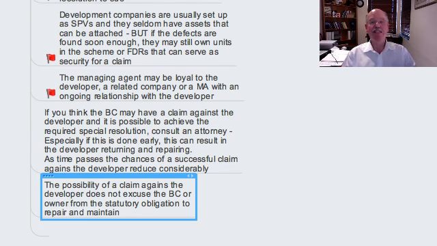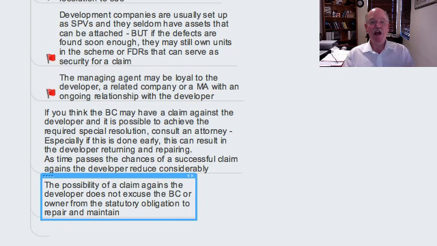The possibility of a claim against the developer, even if it exists, does not excuse the body corporate or an owner from the statutory obligation to repair and maintain, because that's in the Act. So the statement, but this is not my problem, the developer caused it and we have a claim against the developer, is not correct. If you are the body corporate and it's a common property issue that isn't covered by one of the exceptions, like the hot water cylinder, the body corporate has to do the work. Equally, if the problem is in the section, then the owner must do the work.